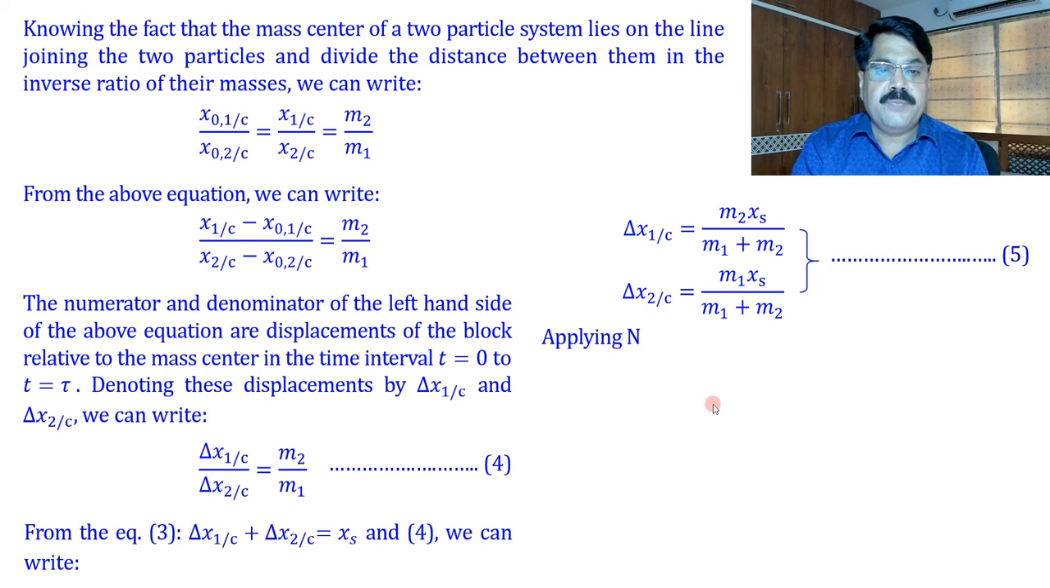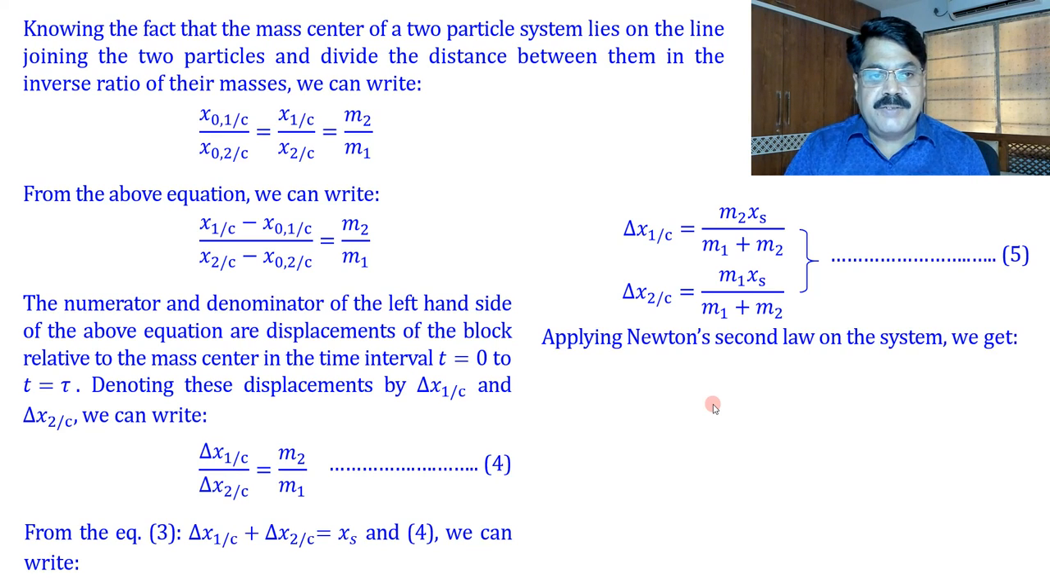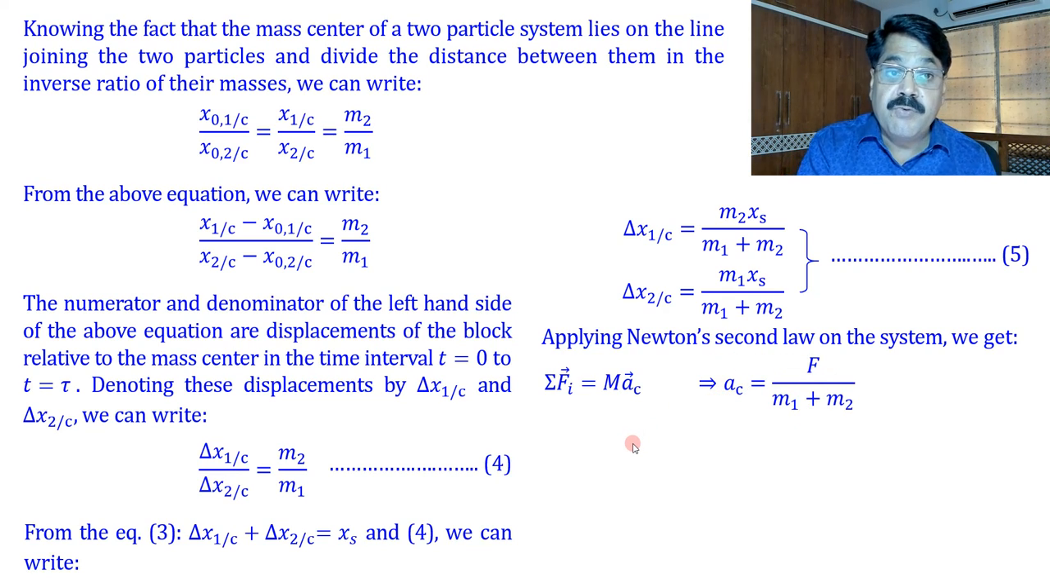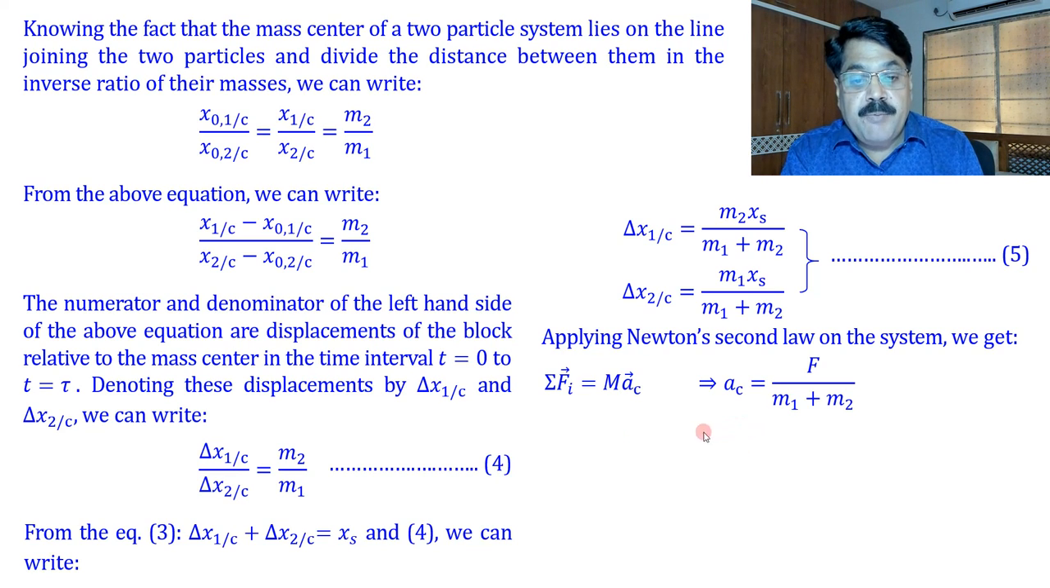Now, we have obtained the displacements of the blocks with respect to the mass center. We only have to find the displacement of the mass center in the given time interval. For that, we apply Newton's law on the entire system. Applying Newton's second law on the system, summation F external is equal to total mass into AC. So we can find AC is F upon m1 plus m2. No need to put a vector sign because we know it will be towards the right, because the force was only towards the right.